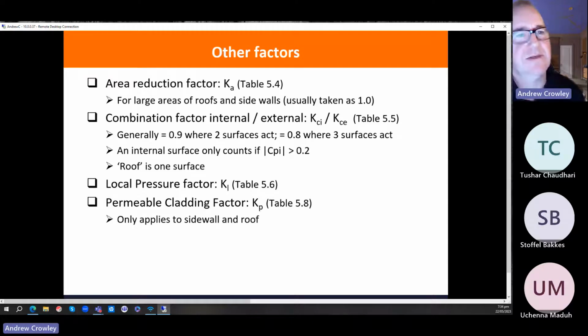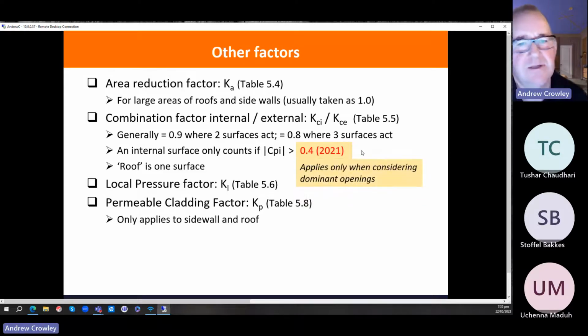Other factors, well, Ka comes into it when you've got large areas to be supported. Conservatively, you can take it as 1. There's a combination factor, Kc, which applies internally and externally. Conservatively, you can take it as 1, but if you've got 2 surfaces acting, you can use it as 0.9, or 0.8 if 3 surfaces are acting. For your internal surface, it only counts if the CPI is 0.2. That's changed for 2021. CPI has got to be bigger than 0.4. So this combination factor really only comes into it when you're looking at dominant openings.